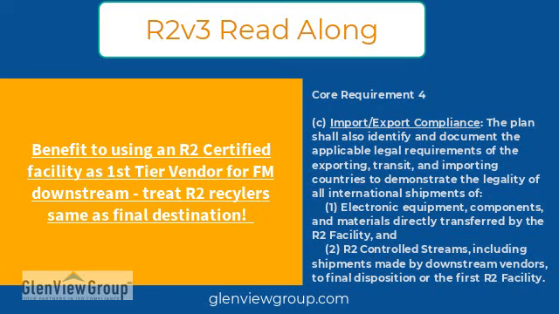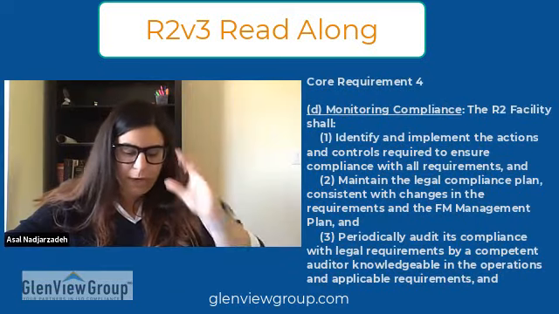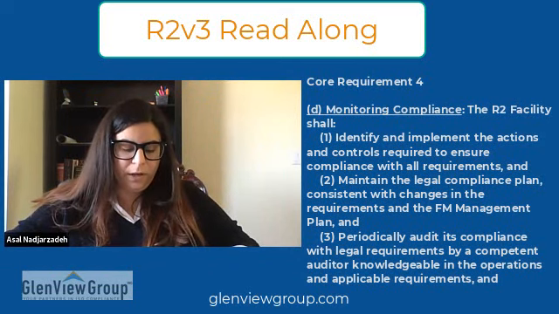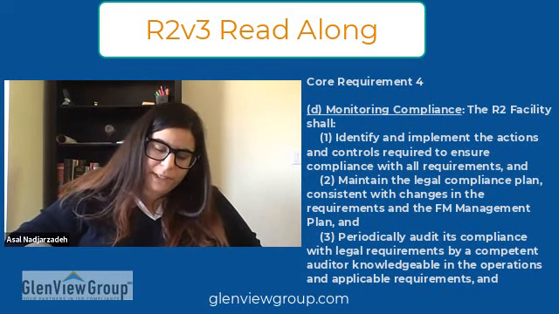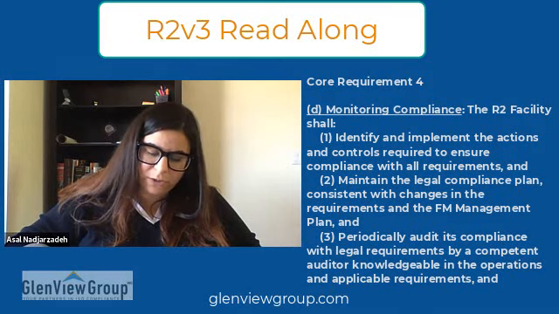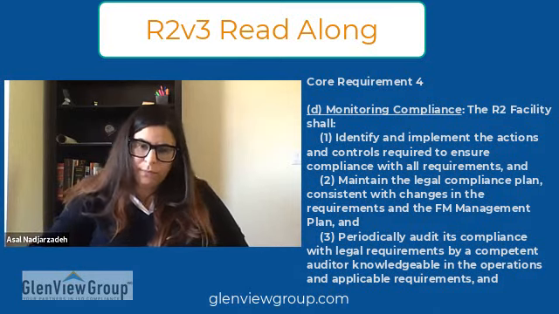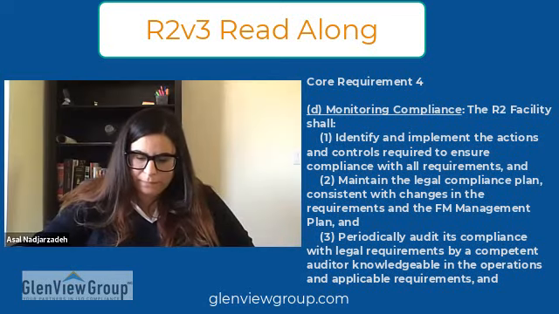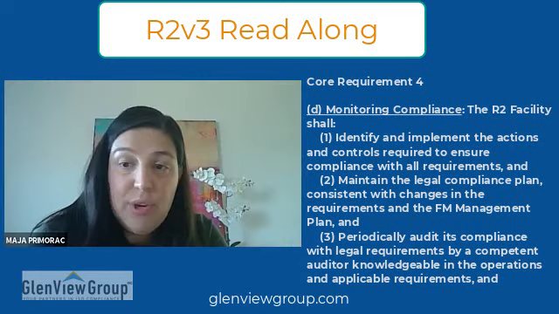Yeah, Maya? Mike is right about this. I have nothing to add to this one. It's pretty good. Okay, so now we're on subsection D, monitoring compliance. I'm going to read every subsection separately. The R2 facility shall identify and implement the actions and controls required to ensure compliance with all requirements. So I think identify is the list, and implement means reviewing it and adding to it as needed.